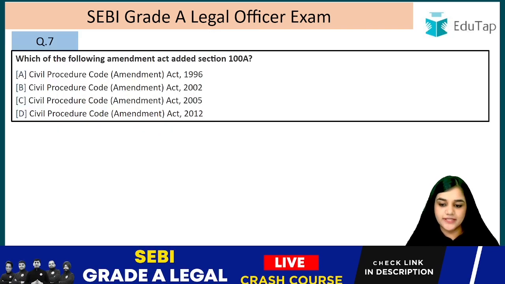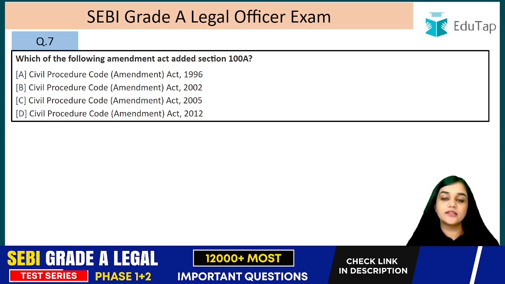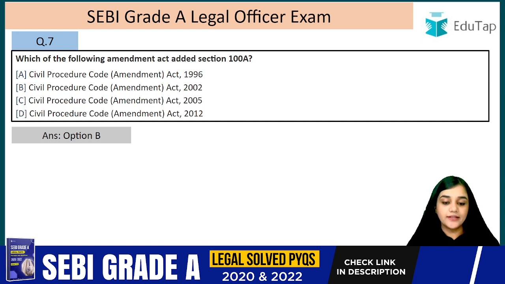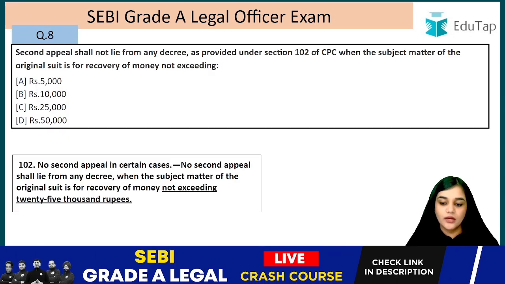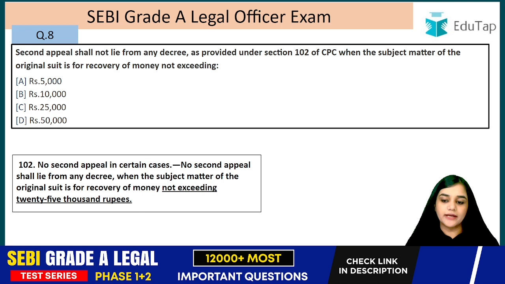Moving on, question number 7. Which of the following Amendment Acts added section 100A? And the answer is option B, that is the 2002 Act, right? So the amendment that added the section 100A was the Civil Procedure Code Amendment Act 2002. Next question. Second appeal shall not lie from any decree as provided under section 102 of CPC when the subject matter of the original suit is for the recovery of money not exceeding. The answer is option C, that is 25,000, right?